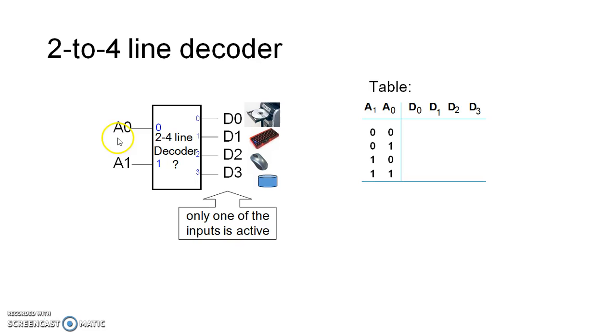Since I have two inputs, I will have 4 combinations: 0 0, 0 1, 1 0 and 1 1, and based on these select inputs one of the outputs will be selected. So when A1 is 0 and A0 is 0, D0 will be selected, because the decimal value of this is 0. Here the decimal value is 1, so D1 will be selected. The decimal value is 2, so D2 will be selected. The decimal value is 3, so D3 will be selected.